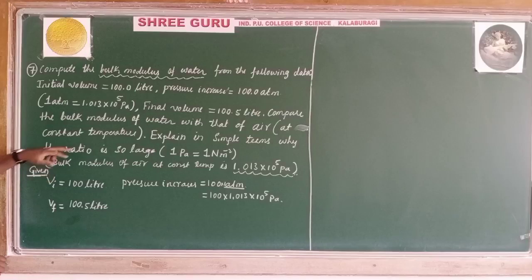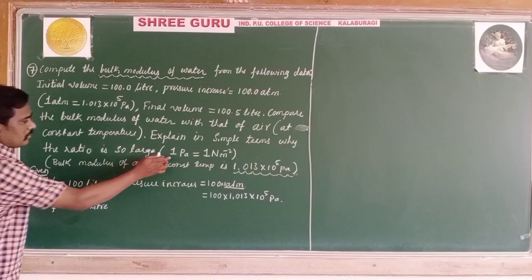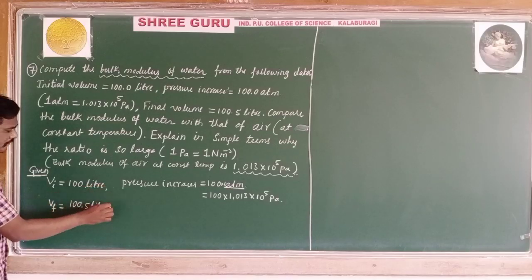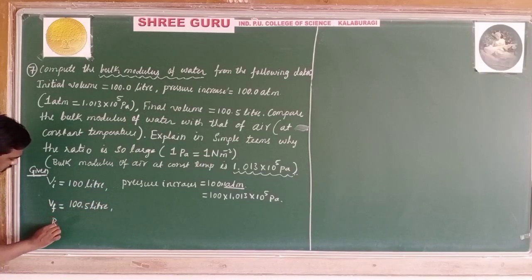Okay. Next given term is Pascal. Already we know that Pascal is nothing but Newton per meter square. Okay, these are the things. And one more thing they mentioned, otherwise always keep in your mind, bulk modulus of materials we already mentioned in the form of tables. But here we should find the bulk modulus of water.